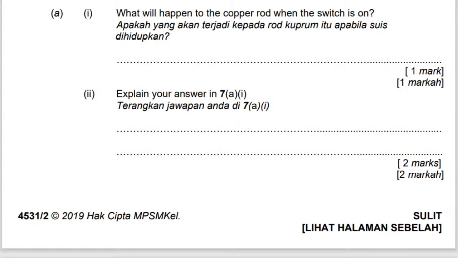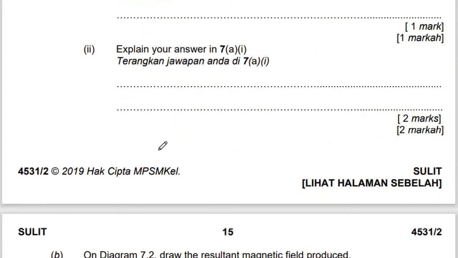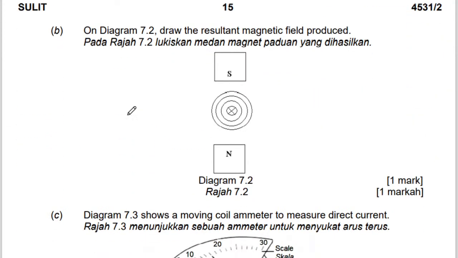Okay, cuba lihat jawapan Aurora. Interaction between magnetic field and current. That one tak ada markah. Sebab apa? Interaction between magnetic field of the real magnet and magnetic field of the current carrying conductor, baru markah 1 markah. But here result in resultant force. So 1 mark for the resultant force. Boleh. Semua pandai, semua pandai. Okay, good.